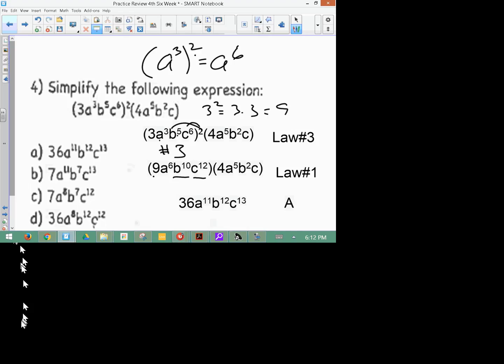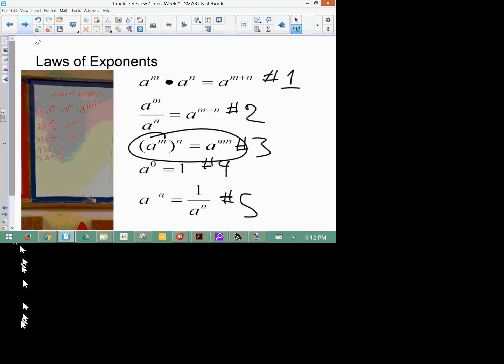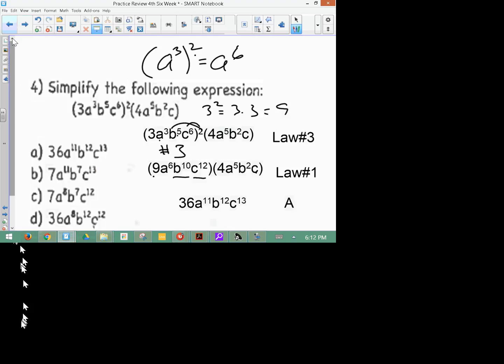Now I still have to multiply this first term times the second term, and this is when I need law 1. Law 1 says a to the power m times a to the power n is a to the power m plus n. So I add the exponents here. 9 and 4 are not exponents, so I'm going to multiply those. But a to the power 6 times a to the power 5 is a to the power 11. b to the power 10 times b to the power 2 is b to the power 12. c to the power 12 times c to the power 1 is c to the power 13, which is choice A. If you look over, you'll see that that's choice A.